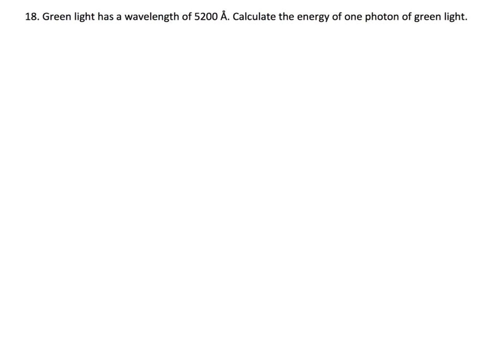Next question. Green light has a wavelength of 5,200 angstroms. Calculate the energy of 1 photon of green light. So our wavelength is equal to 5,200 angstroms. That's equal to 5,200 times 10 to the minus 10 meters, which is 5.200 times 10 to the minus 7 meters.